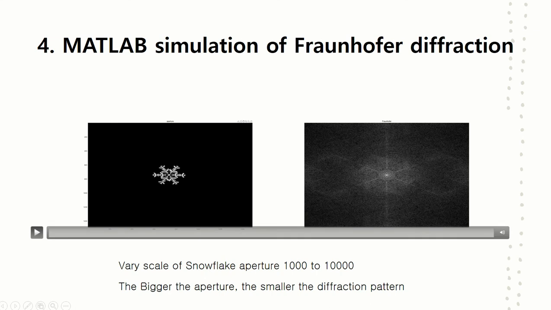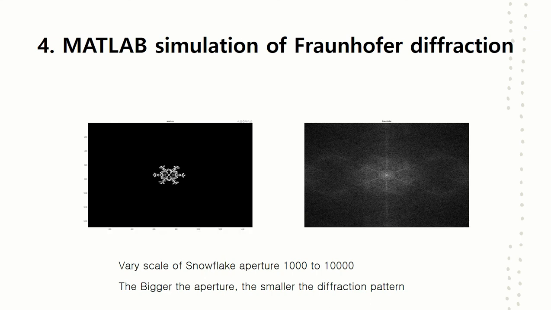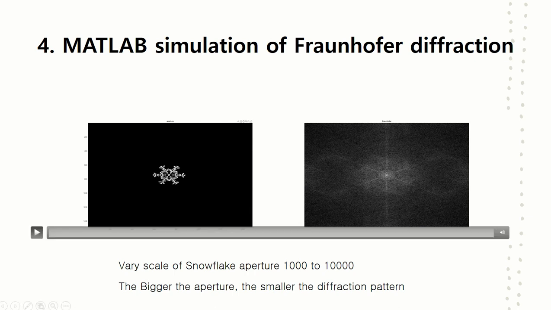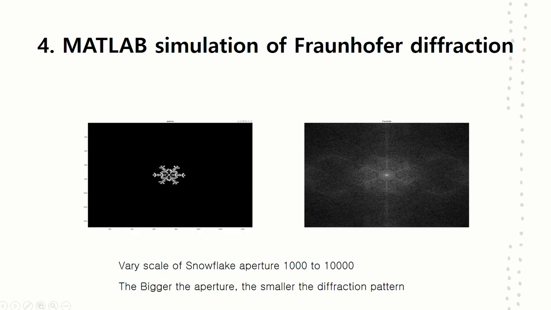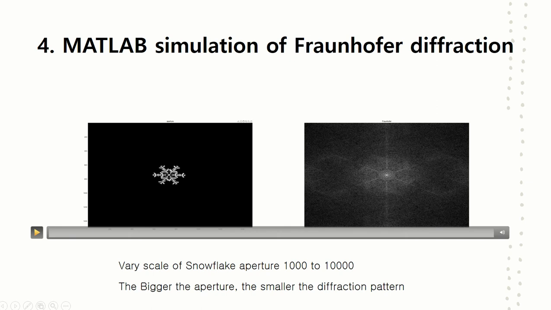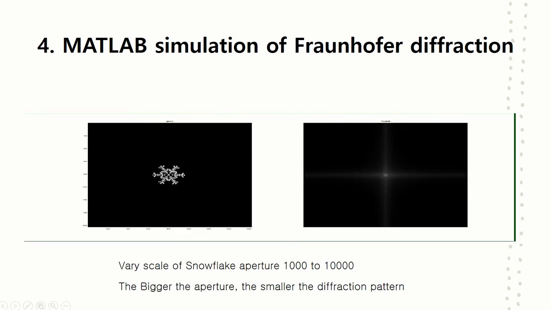So I changed the scale of the snowflake aperture, and this shows one snowflake has one diffraction pattern, and the smaller aperture makes bigger diffraction patterns. I varied the scales of the snowflake aperture from 1000 to 10,000. Let's see. The bigger the aperture, the smaller the diffraction pattern.